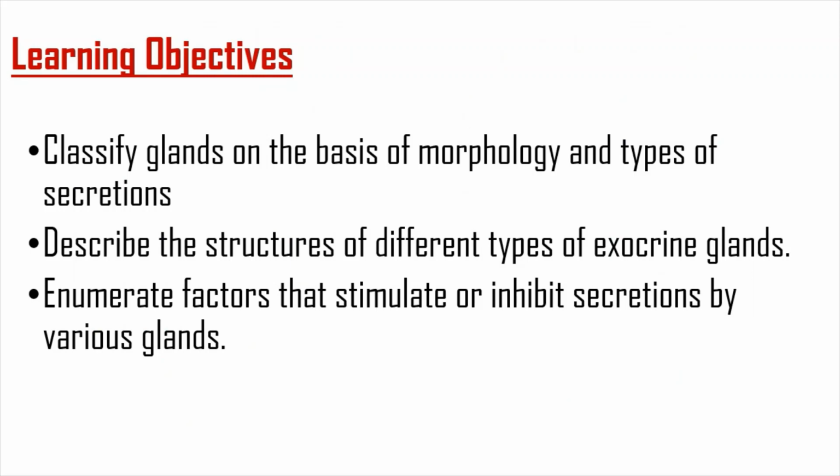Now let's get into the lab. What are the objectives for this lab? Number one, to classify glands on the basis of their morphology and types of secretions. Secondly, to describe the structures of different types of exocrine glands. And thirdly, to enumerate or explain the factors that stimulate or inhibit secretions by various glands.